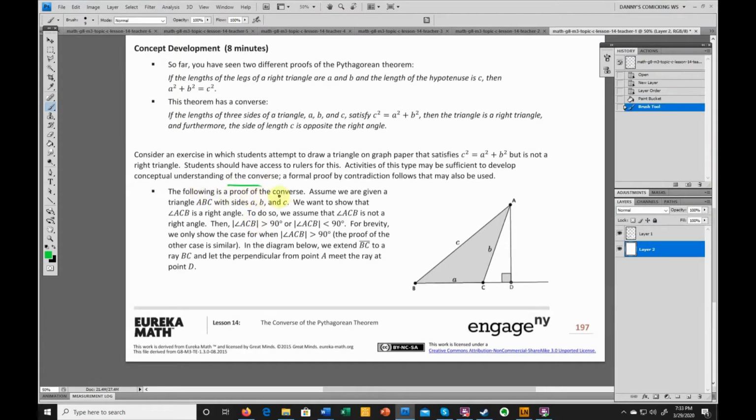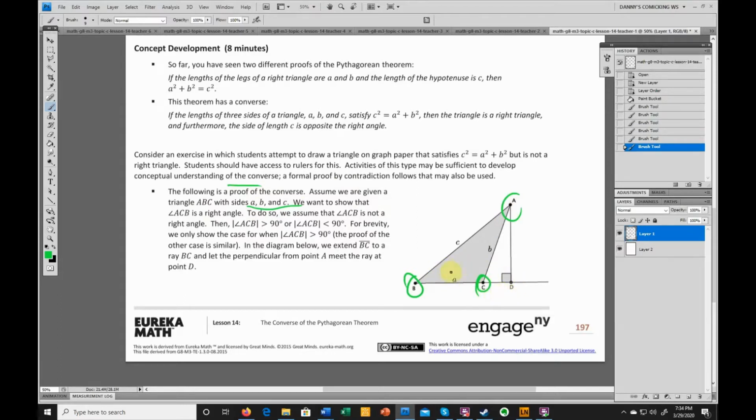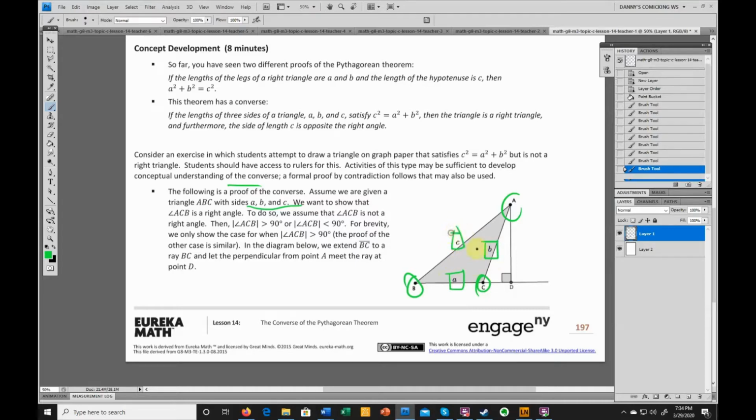The following is a proof of the converse, which means the opposite, of the Pythagorean theorem. Assume we are given a triangle ABC with sides a, b, and c. We want to show that angle ABC, so these are angles. Those are angles. These are sides. I'm denoting the sides with a square, just so you can see the difference. Okay, we want to show that angle ABC is a right angle.